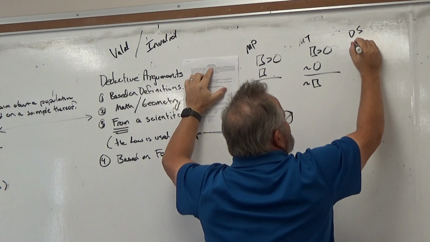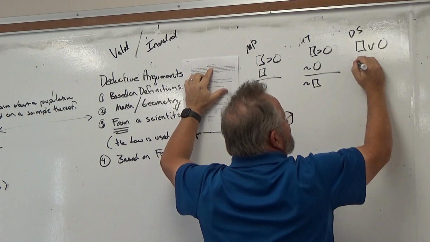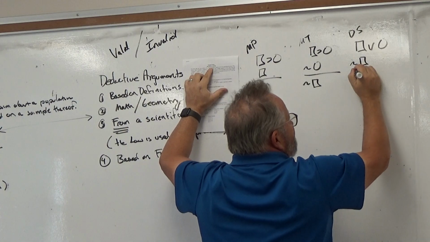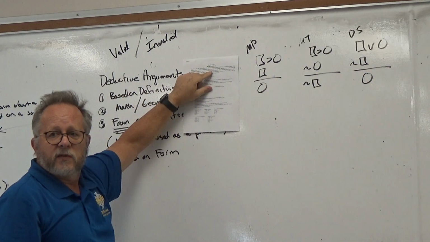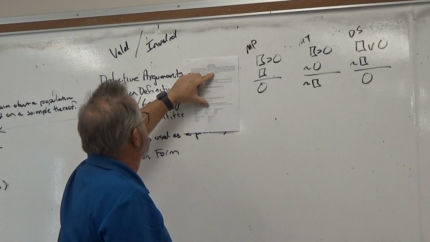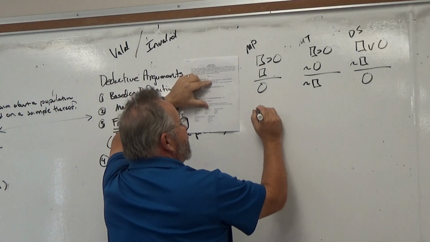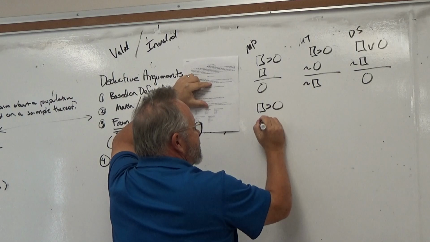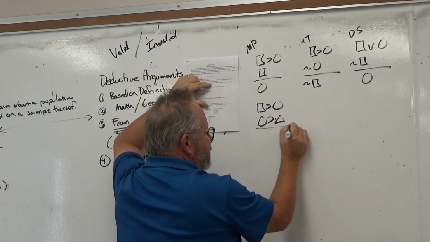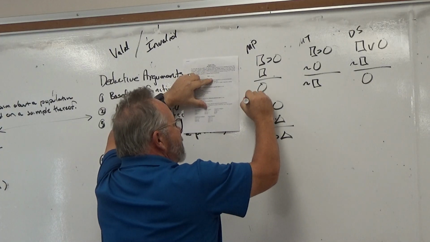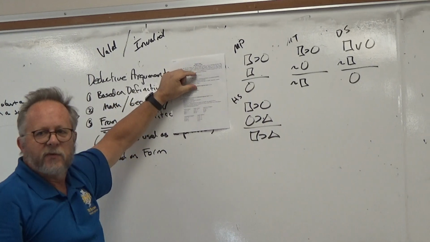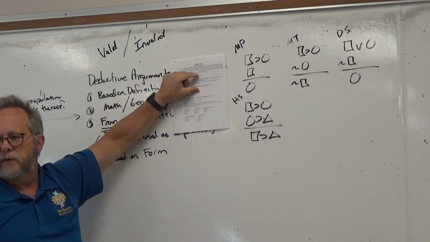Disjunctive syllogism: box or circle, not box, therefore circle. And we have this: box then circle, circle then triangle. So if we had a box, then we'd get a triangle. This is called hypothetical syllogism. We see one of those, you can say deductive by virtue of its form.